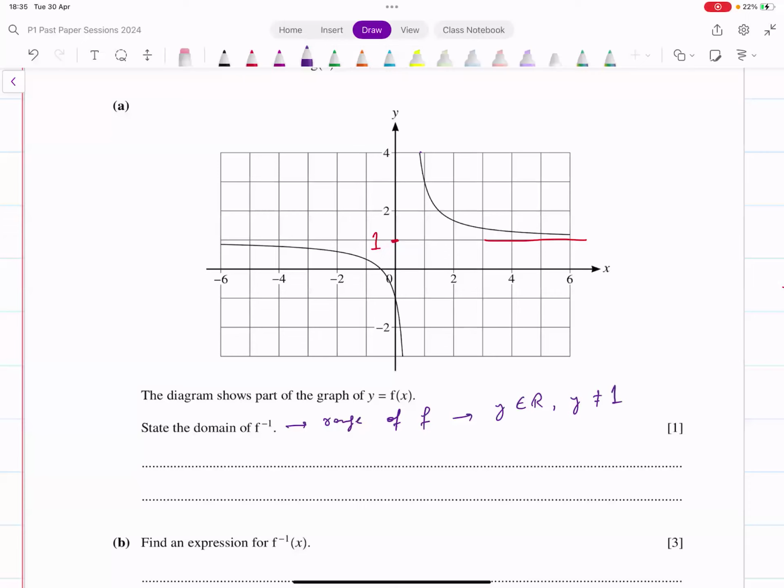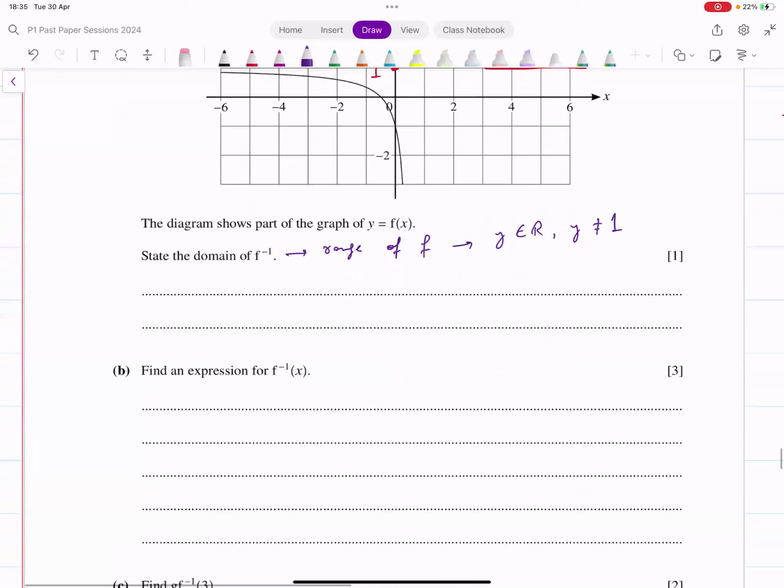Now, what about the corresponding domain of f inverse? It's the same as that. What would we say? Domain of f inverse is the range of f. You would just change the variable because domain means values of x. You would say the domain of f inverse, therefore, is all real values. There's one exception, and that is x cannot be equal to 1. This is one possible way of writing this.